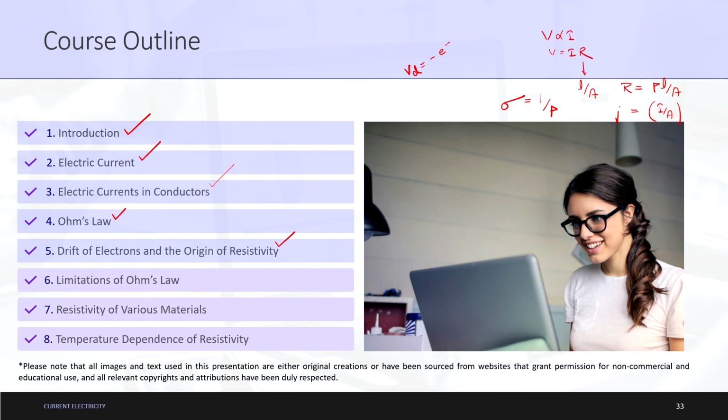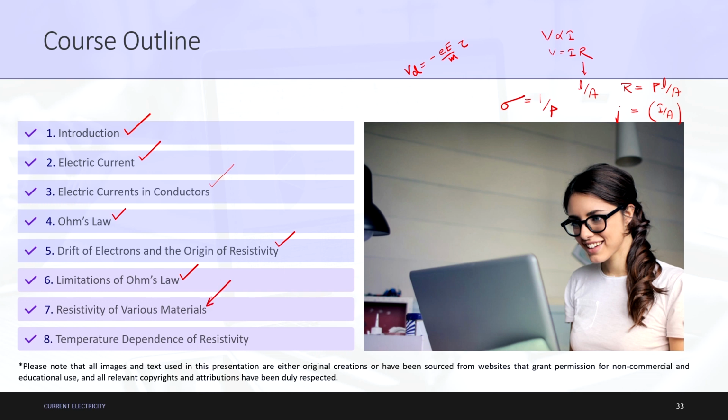Then in the fifth concept we understood the drift velocity VD, which is equal to minus small e capital E by m into tau, and the origin of resistivity was dealt with here. In the previous lecture we understood the limitations of Ohm's law, in which we found 3 limitations occurring in substances such as gallium arsenide and diode, and there may be some devices or materials which do not accurately follow V directly proportional to I. Finally, we are at the seventh point here, that is the resistivity of various materials.